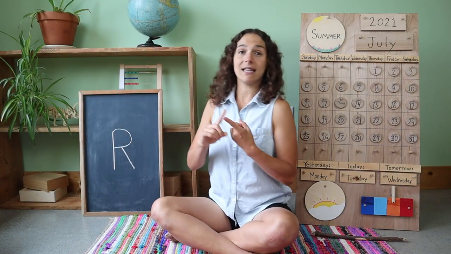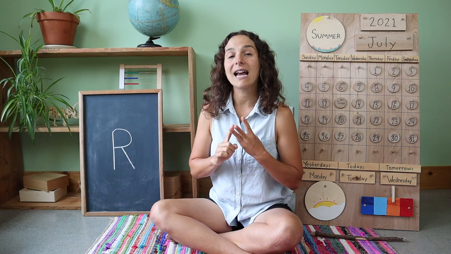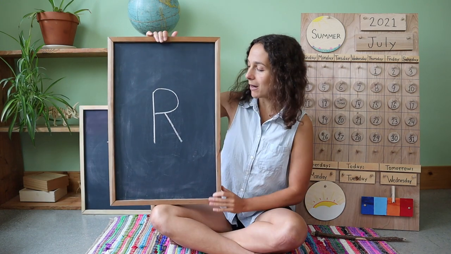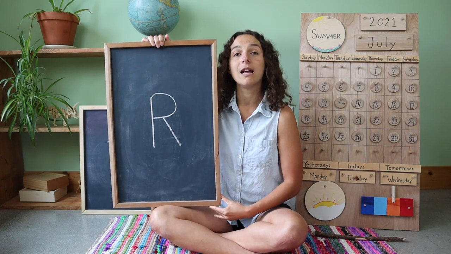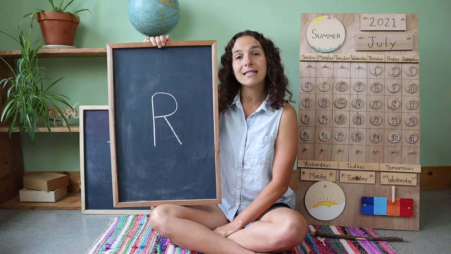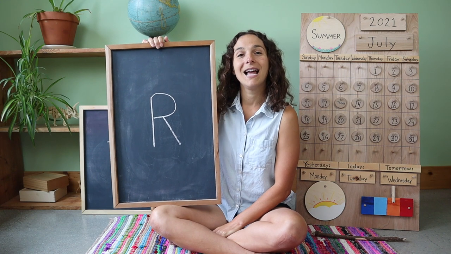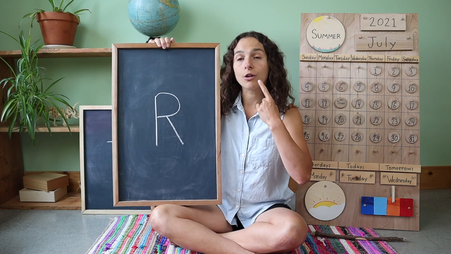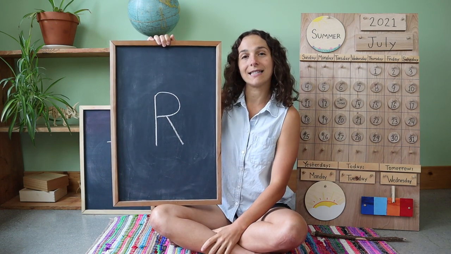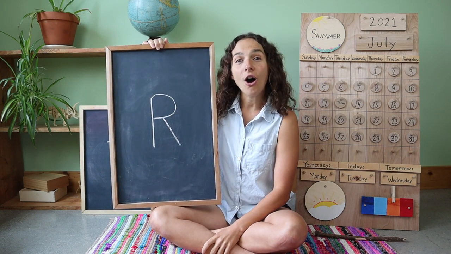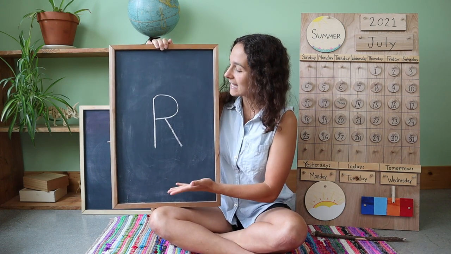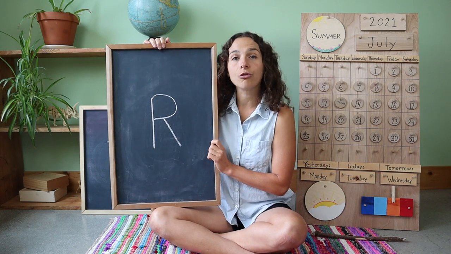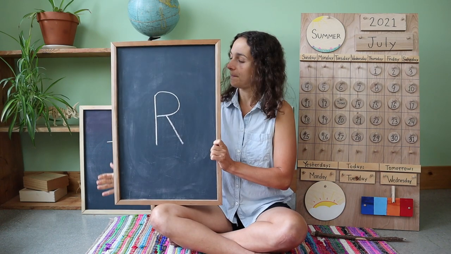Now let's move on to the letter, the number, and the sign of the week. So yesterday, we started talking all about this letter. Do you remember the sound that this letter makes? Let's make that sound together. Rrr, rrr. And which letter is this? R, that's right. This is a capital or uppercase R. R says rrr, rrr.